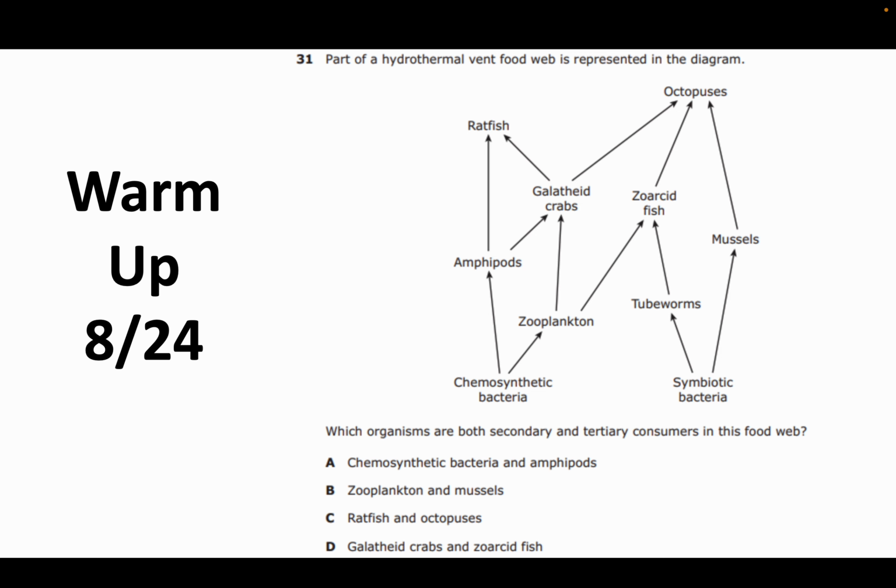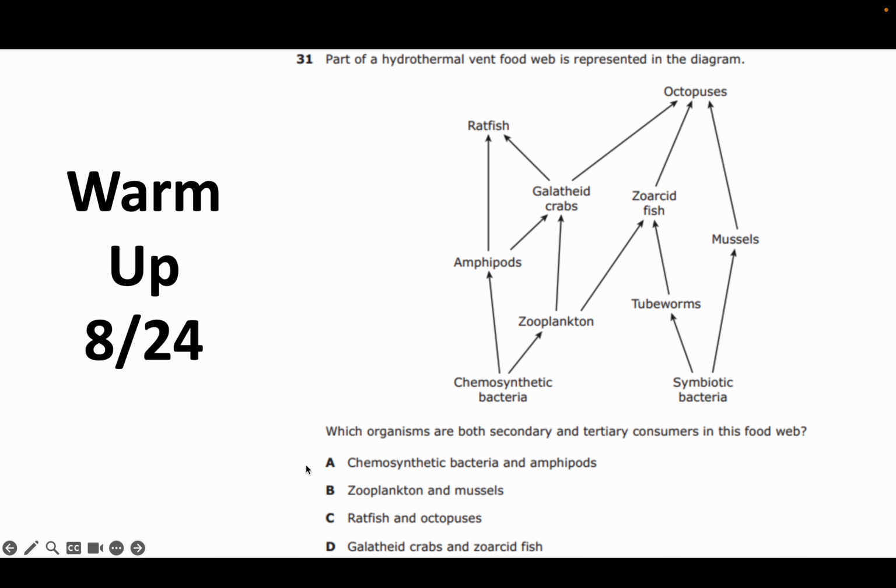Remember, you should have the definition of ecology memorized, and it should be the study of the relationships among organisms in an environment. And we know that an environment includes both biotic and abiotic things.